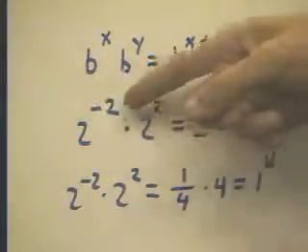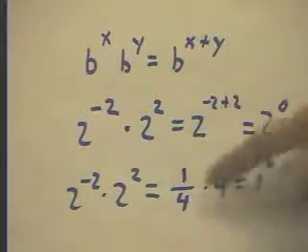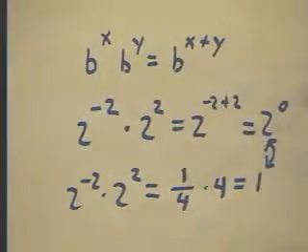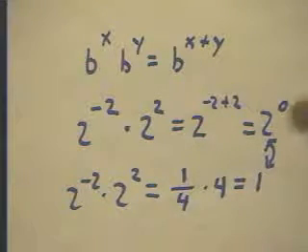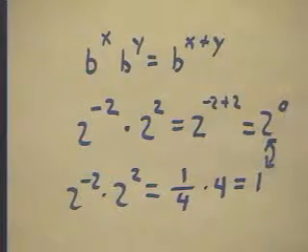So we see that 2 to the negative 2 times 2 squared equals 2 to the 0, and 2 to the negative 2 times 2 squared equals 1. It follows that 2 to the 0 and 1 must be equal quantities. So 2 to the 0 has to equal 1. We'll use that in just a minute.